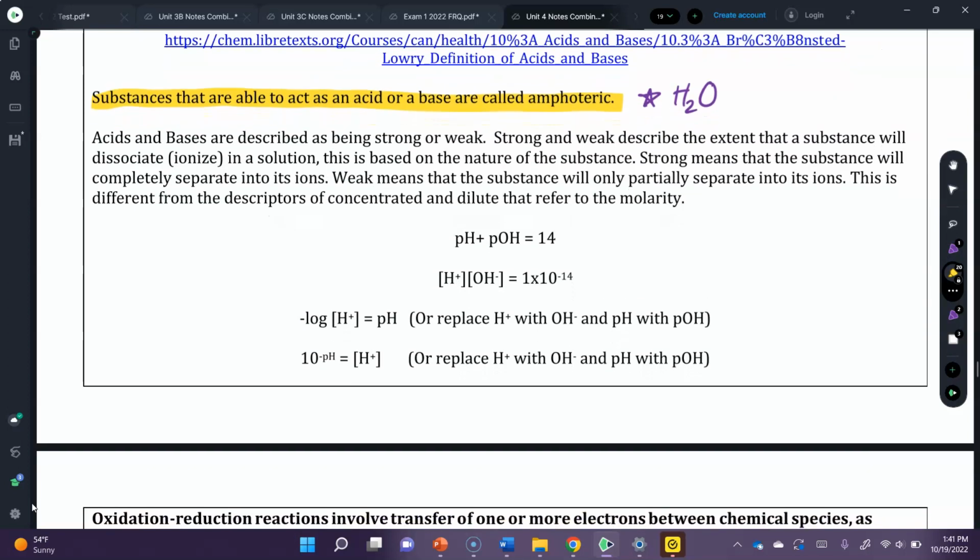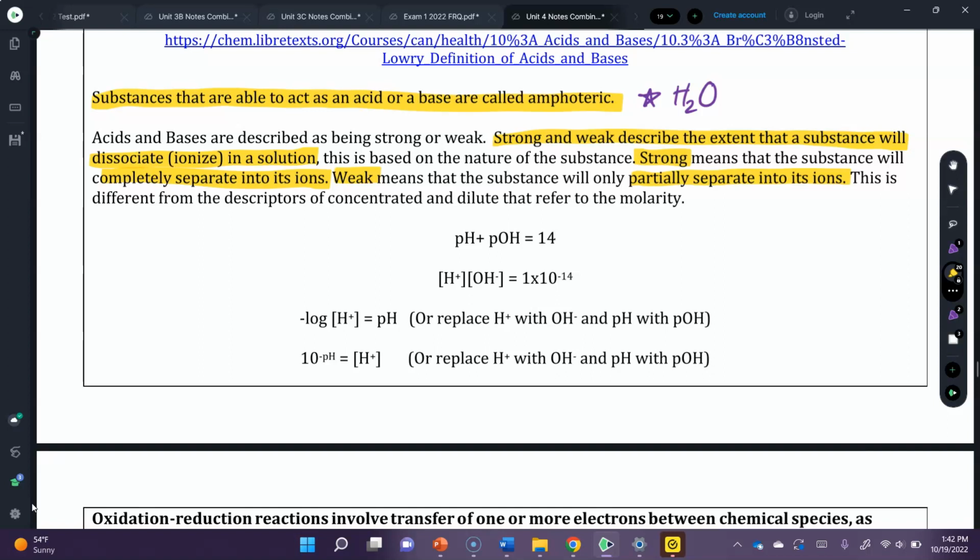So acids and bases are described as being strong or weak. Strong and weak describes the extent that a substance will dissociate or ionize in solution, so split apart. This is based on the nature of the substance. Strong means that the substance will completely separate into its ions, whereas weak means that the substance will only partially separate into its ions. This is different from descriptors of concentrated and dilute that refer to molarity.